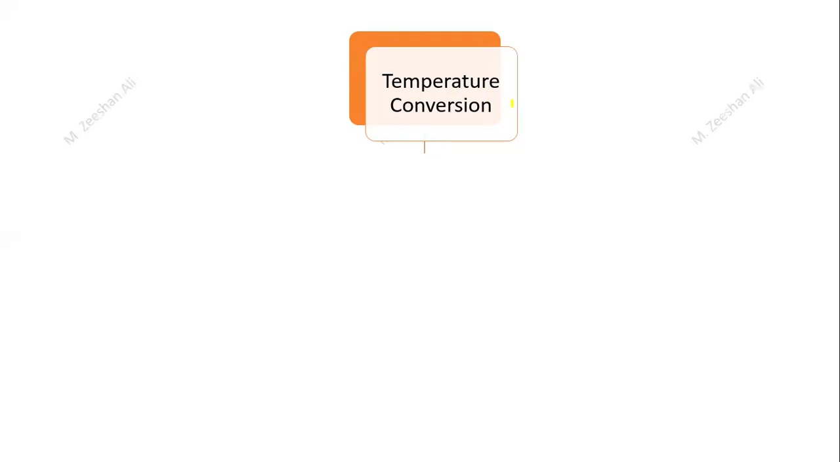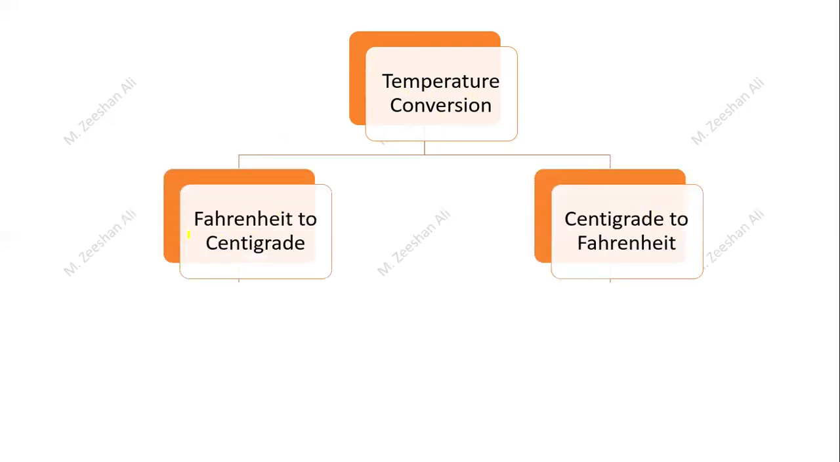For example, if we have given the centigrade, it will give us Fahrenheit. If we have given the Fahrenheit, it will give us centigrade. Okay, so that is the computer system that we are going to create. What can be the subsystems of it? First of all, we will see that the temperature conversion can be done in two different ways. And what are those? One from Fahrenheit to centigrade, the second one is centigrade to Fahrenheit.